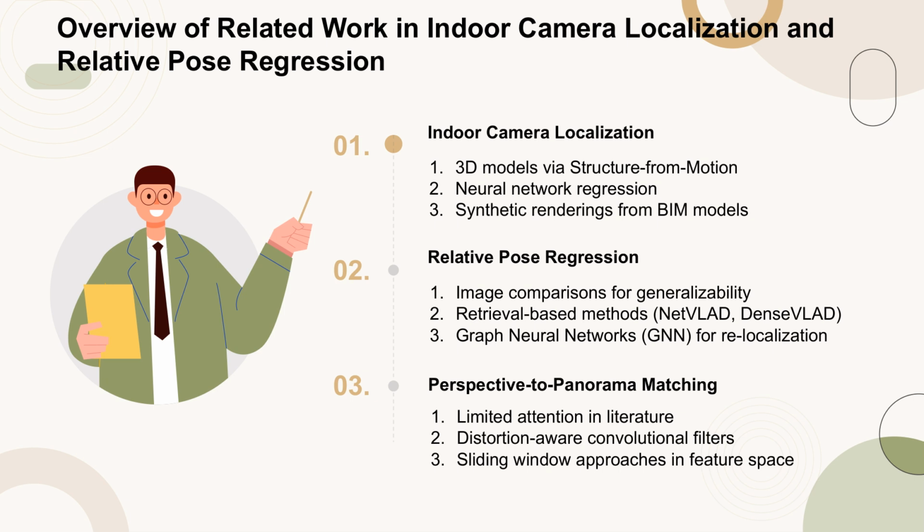For relative pose regression, frameworks often enhance generalizability through image comparisons. Retrieval-based methods like NetVLAD and DenseVLAD identify similar images in a database to provide a starting point for pose estimation. Graph neural networks, GNN, have also been employed to refine camera pose estimates. Regarding perspective to panorama matching, this aspect has received limited attention. However, distortion-aware convolutional filters and sliding window approaches in feature space have shown promise in improving matching accuracy.